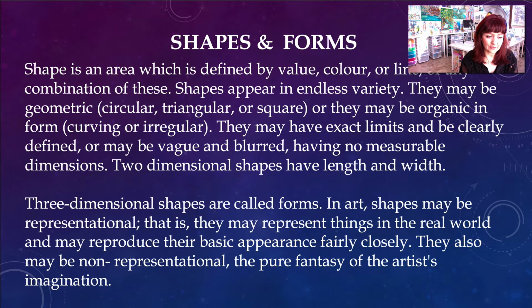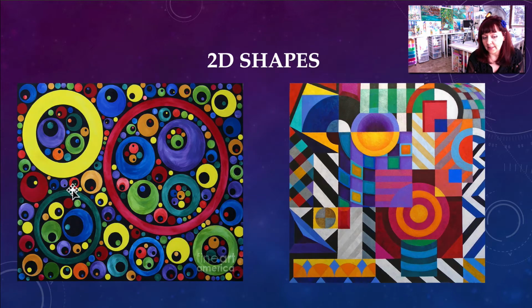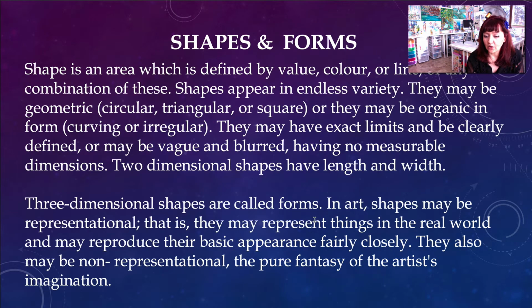Maybe before I move on to that, I can just read this out for you. Shape is an area which is defined by value, color, line, or any combination of these. Shapes appear in endless varieties. They may be geometric, circular, triangular, or square, or they may be organic in form, curving or irregular. They may have exact limits and be clearly defined, or may be vague and blurred, having no measurable dimension. Two-dimensional shapes have length and width, right? And then three-dimensional shapes are called forms.